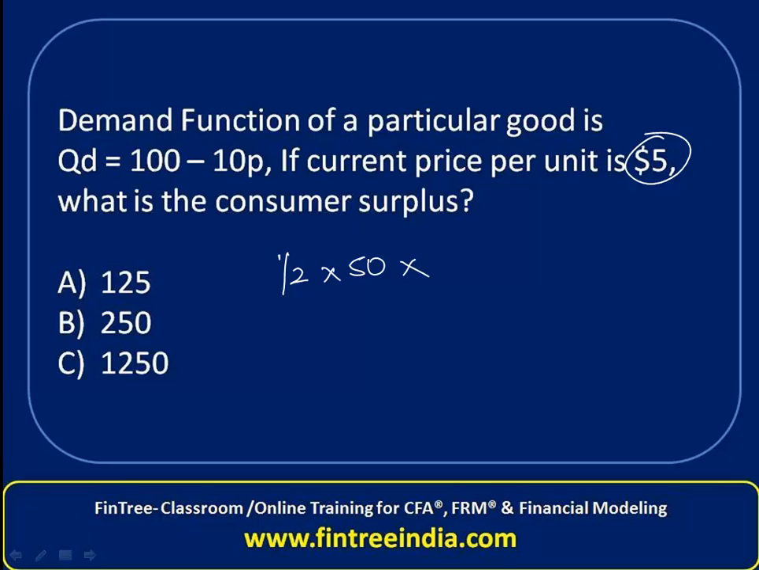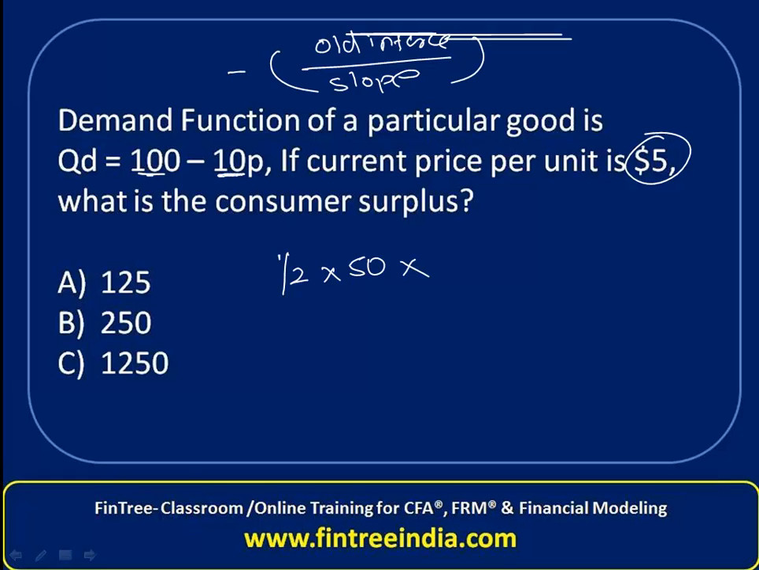And the trick to calculate the new intercept is simply to say old intercept divided by the existing slope and then change the sign, which means 100 divided by 10, which would give us 10, and changing the sign would give us positive 10. So the distance between 5 and 10 is 5, so that 5, and that again gives us the same answer of 125.